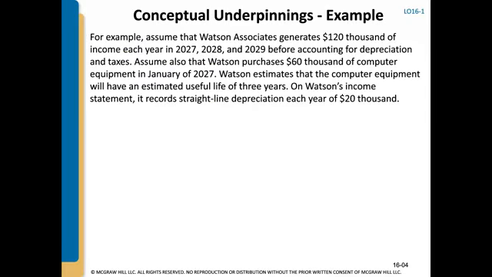Let's go through an example. Assume that Watson Associates generates $120,000 of income each year in 2027, 28, and 2029 before accounting for depreciation and taxes. Also assume that Watson purchases $60,000 of computer equipment in January of 2027, and that they estimate that the computer equipment has a useful life of 3 years and will depreciate that using the straight line method for $20,000 per year.